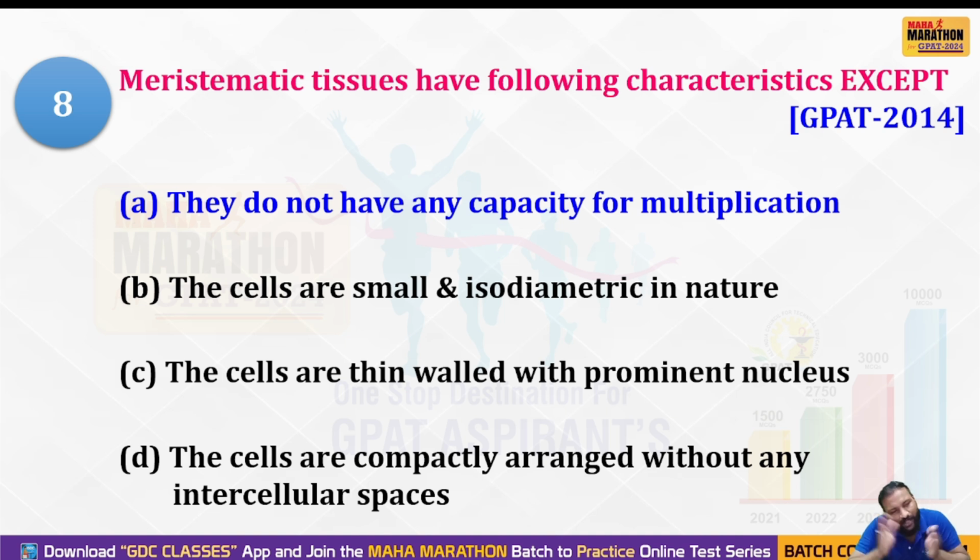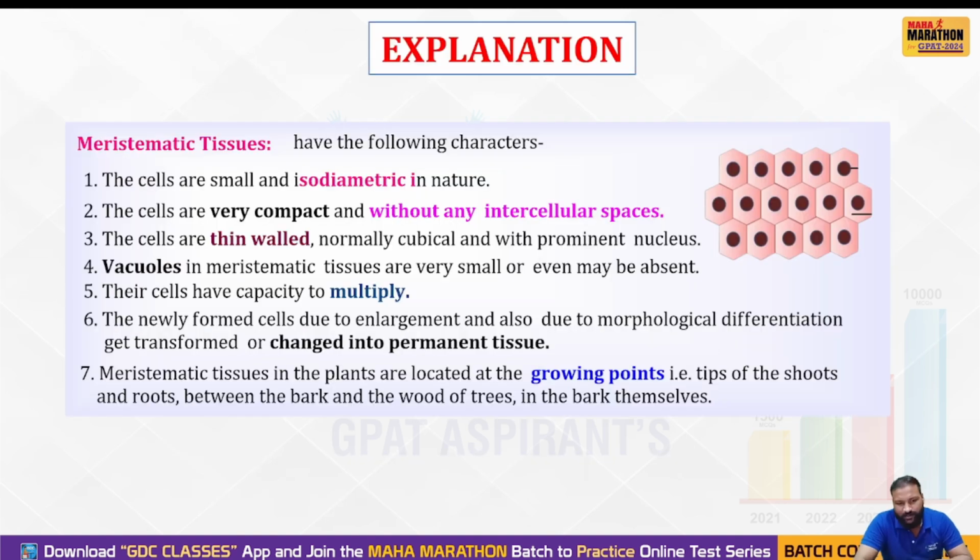Meristematic tissues have the ability to replicate or to multiply. So for that reason, it is not a characteristic of meristematic cells. Yes, we can see the characteristics. These are isodiametric in nature. They consist of cells without any intercellular space. They are thin walled. They have vacuoles, and they also have a capacity to multiply. The first option said that it has no ability, but according to meristematic tissues, it does multiply. So this is the explanation about meristematic tissues.